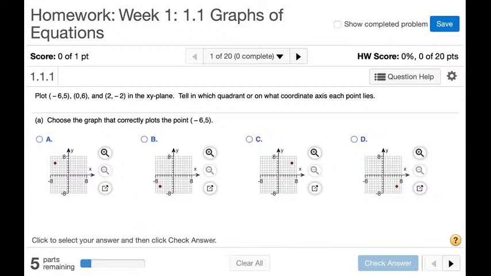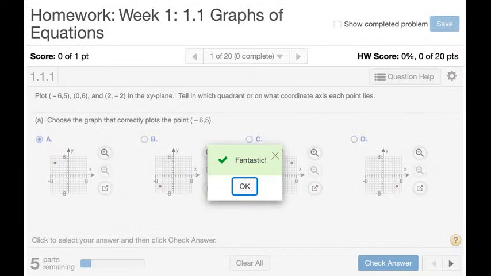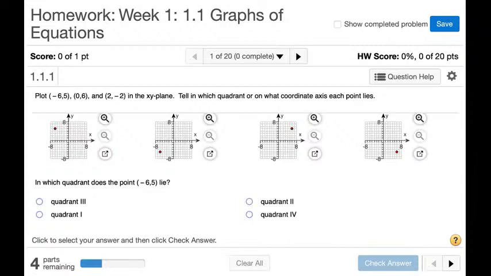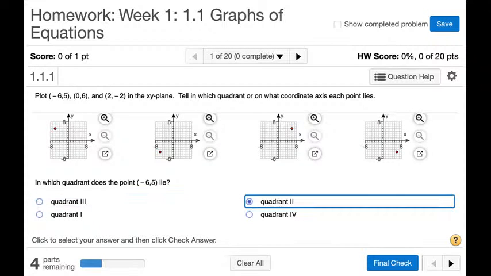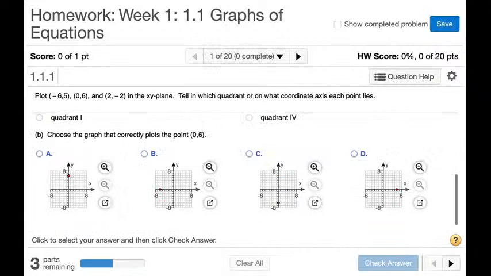we can. We're asked to plot these points on the XY plane, tell in which quadrant or on which coordinate axis each point lies. Negative 6, 5, so if we go left 6 and up 5, that has to be A. That's the only one that's in quadrant 3. Oh, sorry. Quadrant 2. Totally sleeping. 0, 6. So this is the only one that's on the positive Y. Let's go with that one.